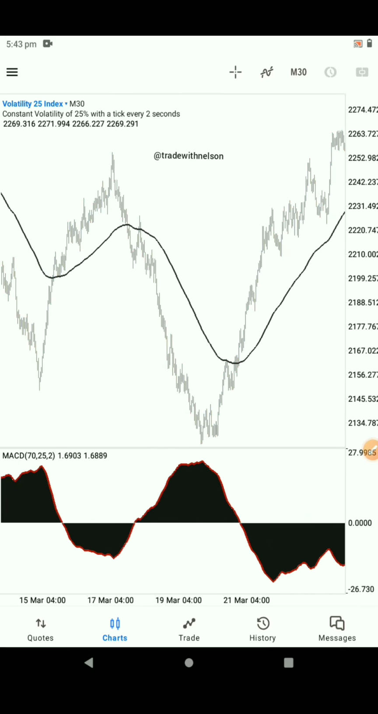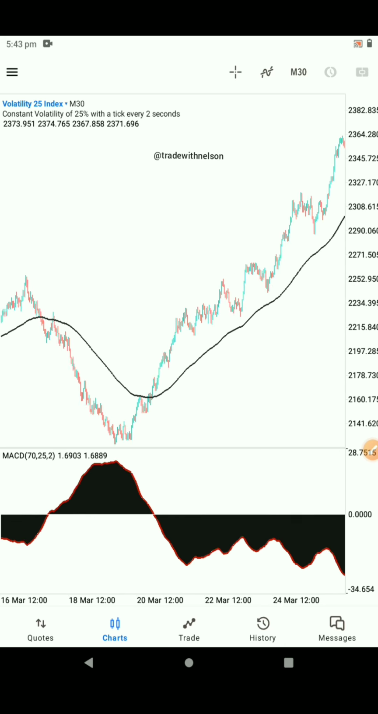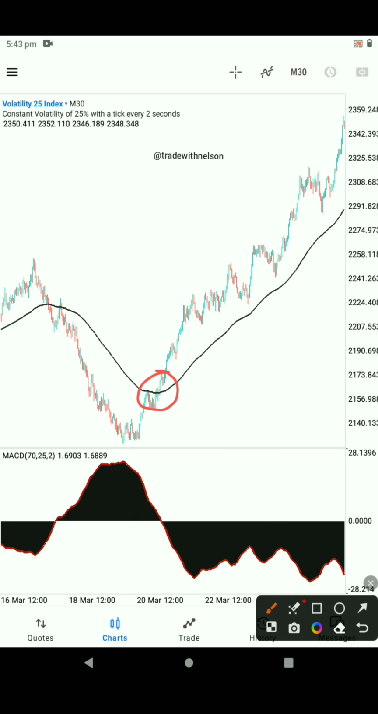This is the Volatility 25 market. You can see over here, this is a buy condition. Here we have the cross of the moving average. That is the first thing you look for. Then you pay attention to the MACD. Cross of the moving average here.